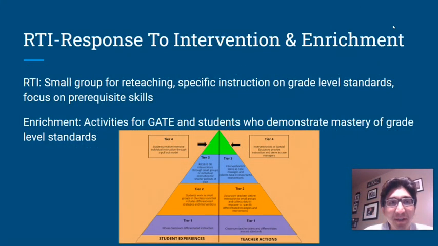This is Mr. York again. I'm going to tell you about RTI and Enrichment.